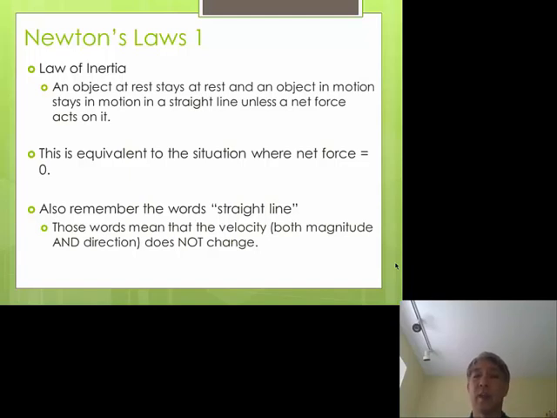Pay attention to that, because if the net force is zero, by Newton's second law, which we'll see, the acceleration is zero and velocity therefore is not allowed to change. Velocity both in magnitude and direction.